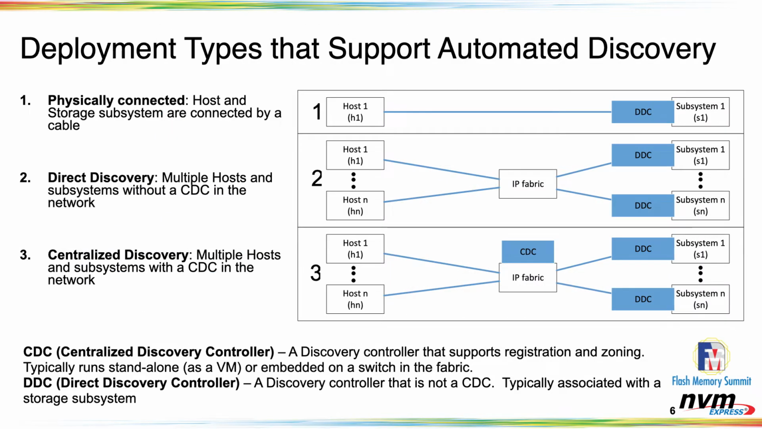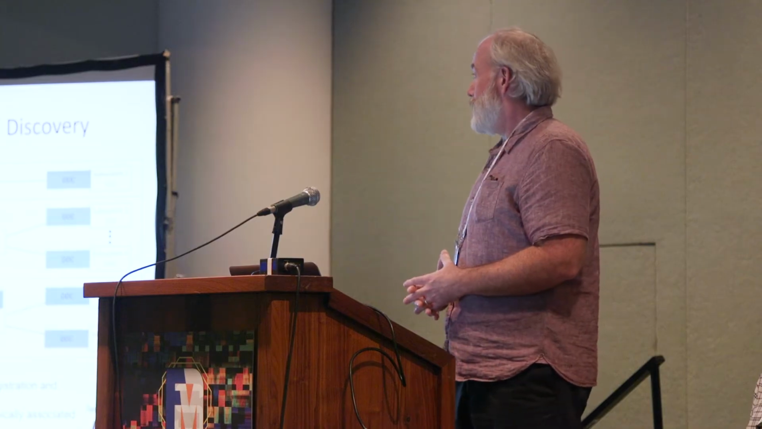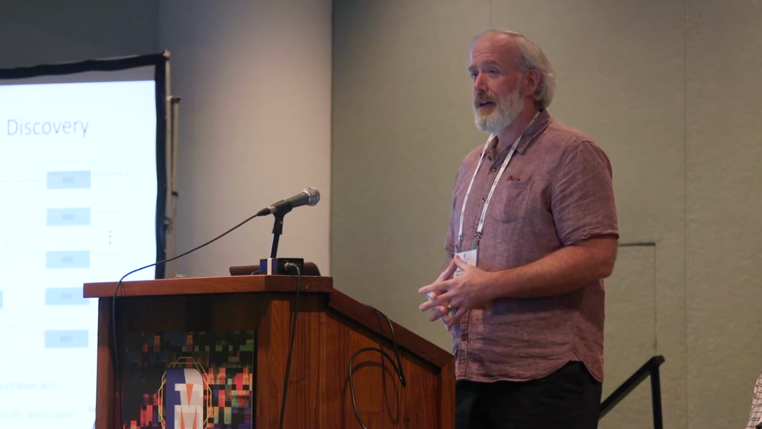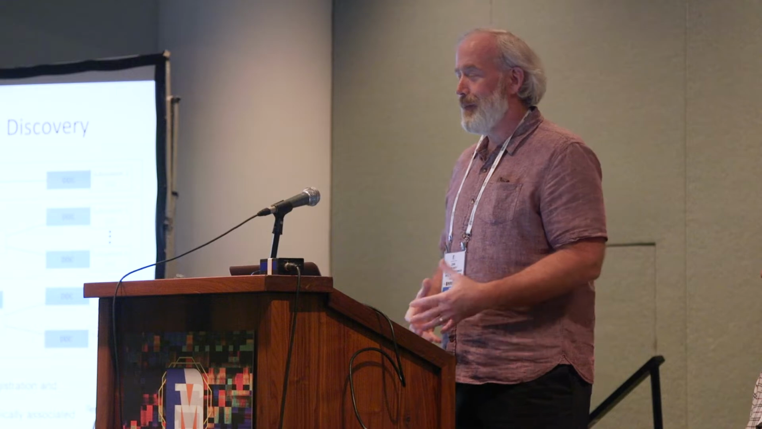So when we first started working on this project, we wanted to make sure that we supported 3 basic types of physical connectivity options, or deployment types rather. The first one was direct connect. That's physically connecting your host and storage together over a cable. The reason I was very concerned about this was the work that we had done with FCoE when it first came out didn't support this type of connectivity, and we wanted to make sure we didn't repeat that mistake.